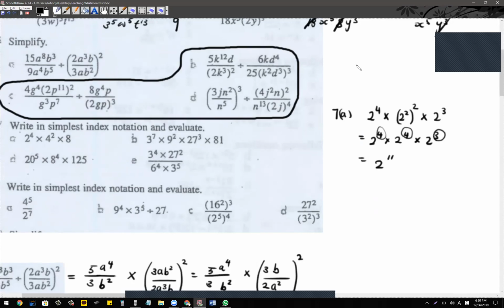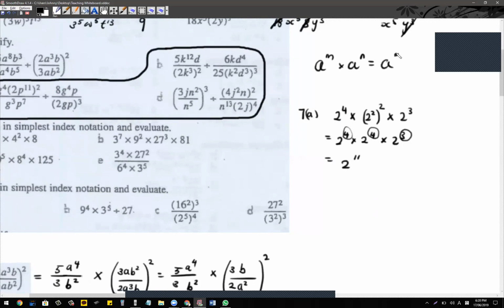So remember this rule. If you have a to the power of m times by a to the power of n, you need to add them up, right? m plus n. If you have a to the power of m, to the power of n, that's a to the power of m times by n.